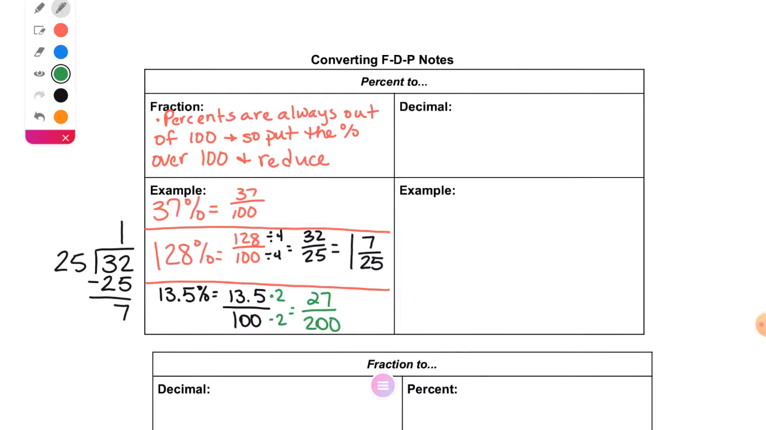3 doesn't go into those. 4 doesn't go into it. 9 doesn't go into it. So that would be the fraction. 27 over 200 is in simplest form.